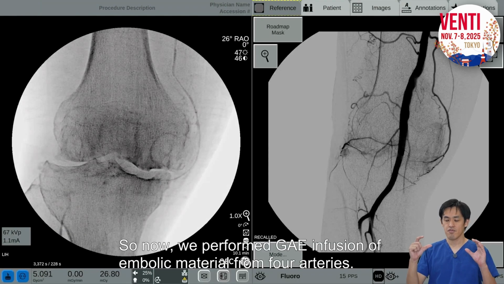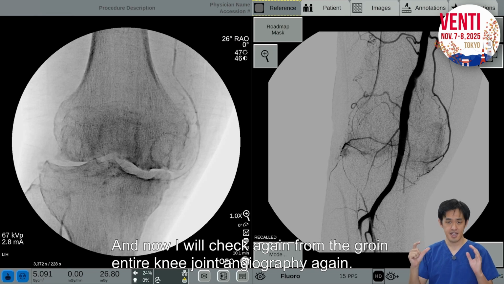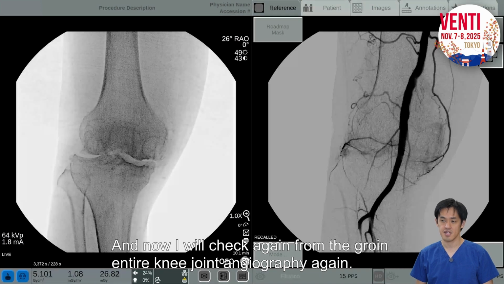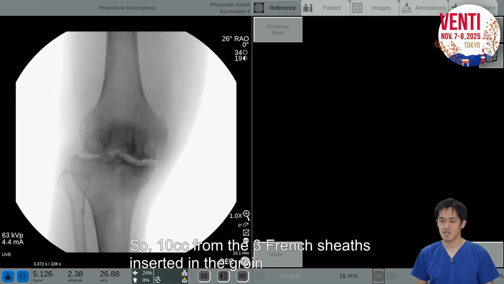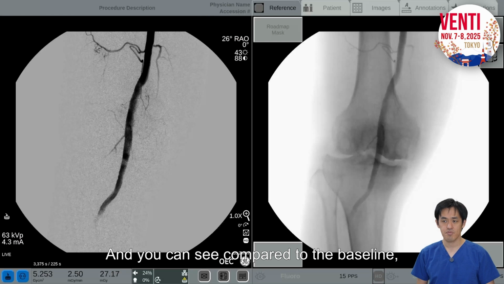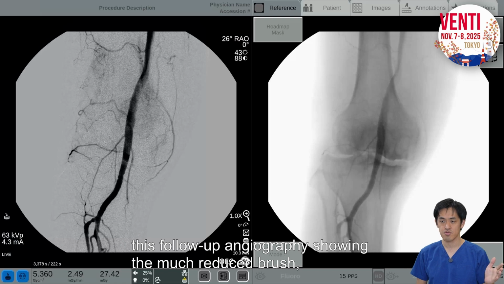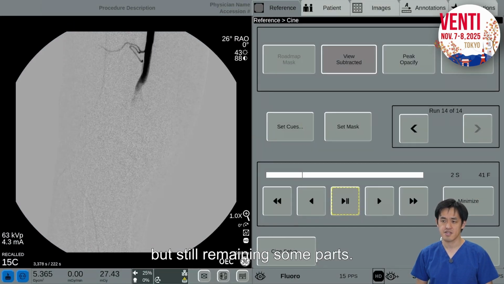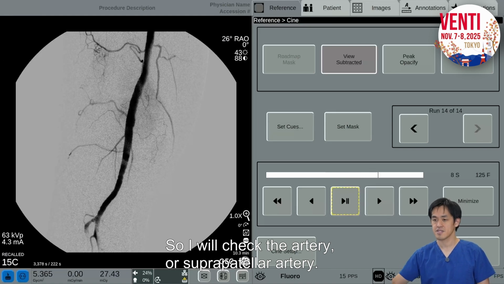So now we have performed the GAE infusion of embolic material from 4 arteries, and now I will check the entire knee joint angiography again from the groin. So 10 cc from the 3 French sheath inserted in the groin, and we perform angiography from the sheath. You can see, compared to the baseline, this follow-up angiography shows much-reduced blush, but still some remaining. So I will check the suprapatellar artery.